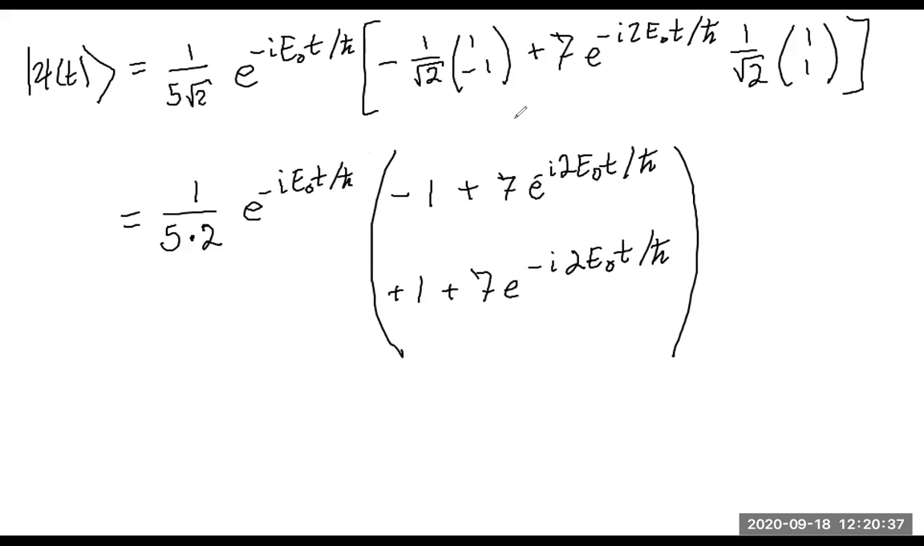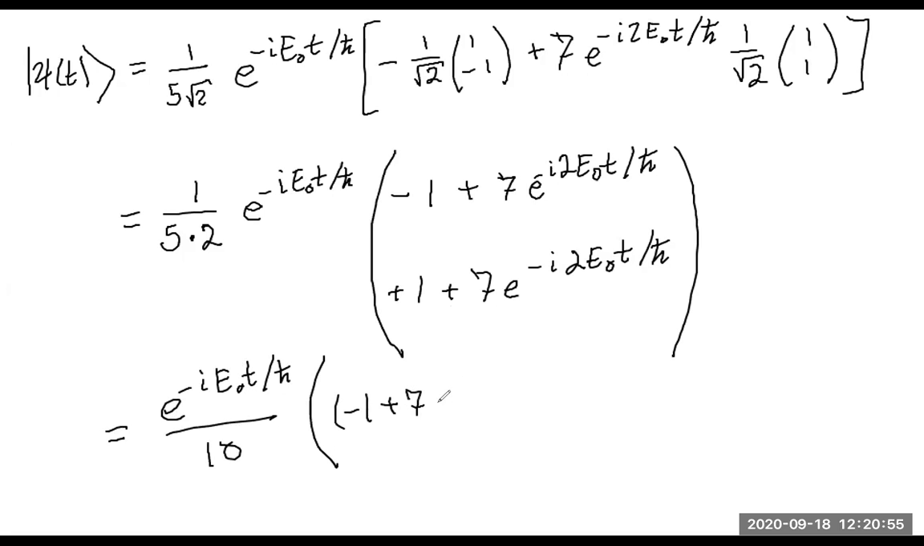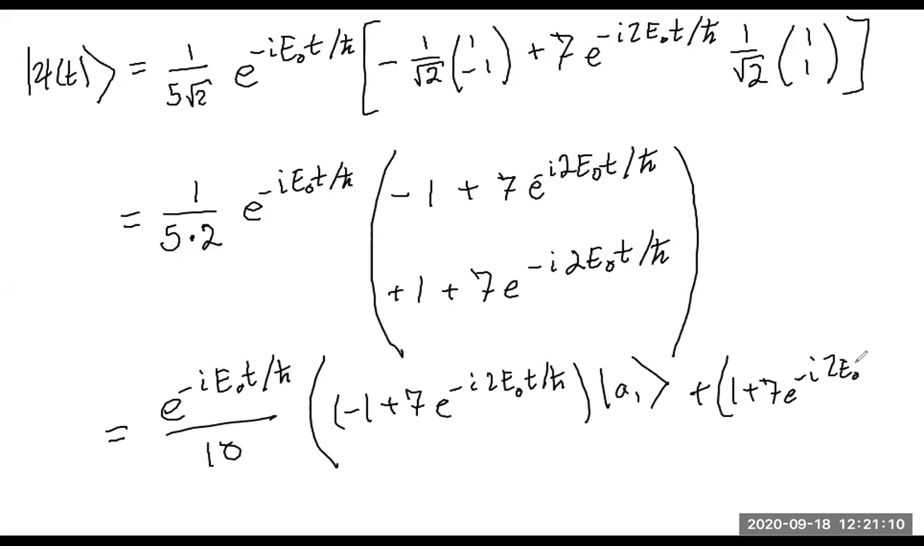Remember that this is the A1 state and this is the A2 state. So this ends up being e to the minus i E naught t over h bar over 10 times this: minus 1 plus 7 e to the minus i 2 E naught time over h bar times A1, plus 1 plus 7 e to the minus i 2 E naught time over h bar times A2. This is our final time dependence.